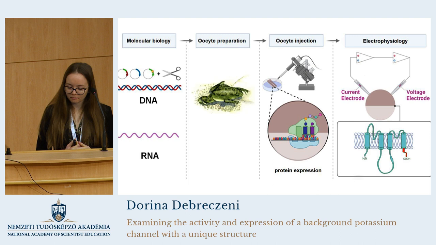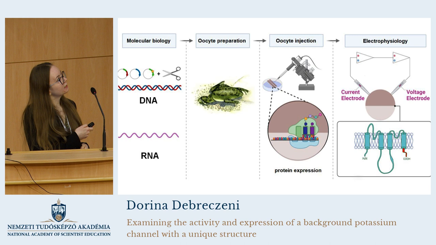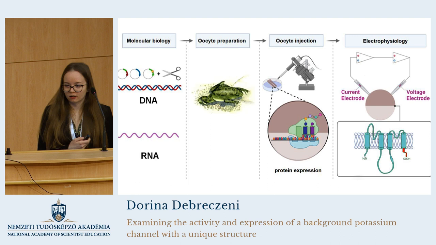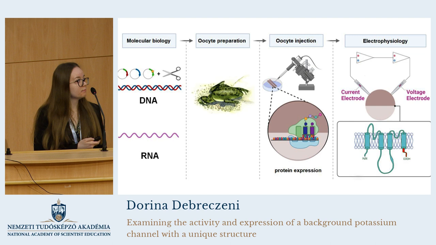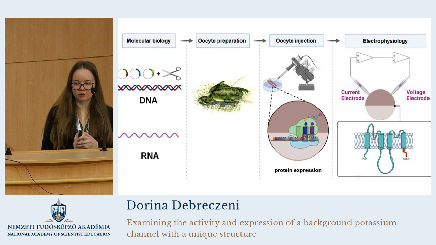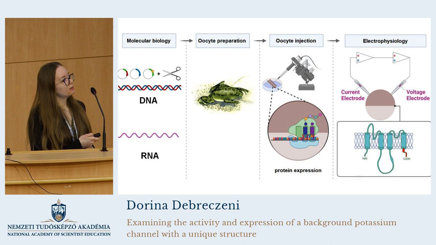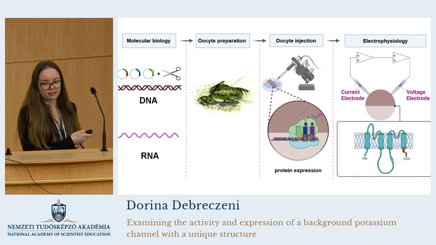When the cDNA of the mutant is cloned, we prepare cRNA and then inject the cRNA into African clawed frog oocytes. The oocytes express the channel in their plasma membrane, and then we can measure the potassium current through the plasma membrane with the measurement system called voltage clamp. This is called voltage clamp because the voltage is clamped by the voltage electrode pair, and then we can measure the needed current by using the current electrode pair.